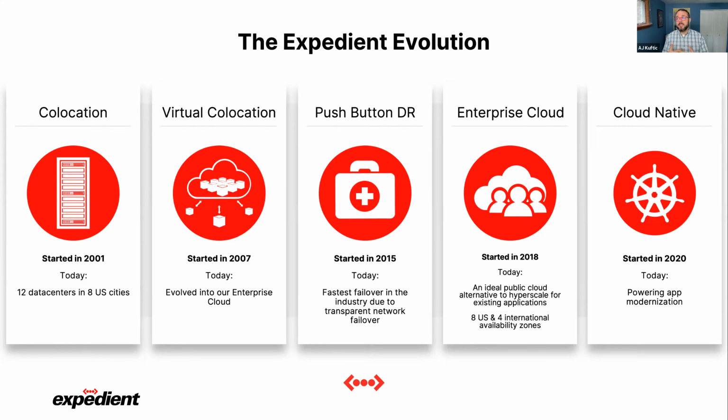And last year, we released Cloud Native to power app modernization with fully managed Kubernetes, persistent container storage, and full observability that sits right on top of our enterprise cloud, allowing you to put your co-location, enterprise cloud, and cloud native apps all together. And that sounds like you're managing a lot of different things. You're not. They're co-managed services with Expedient.